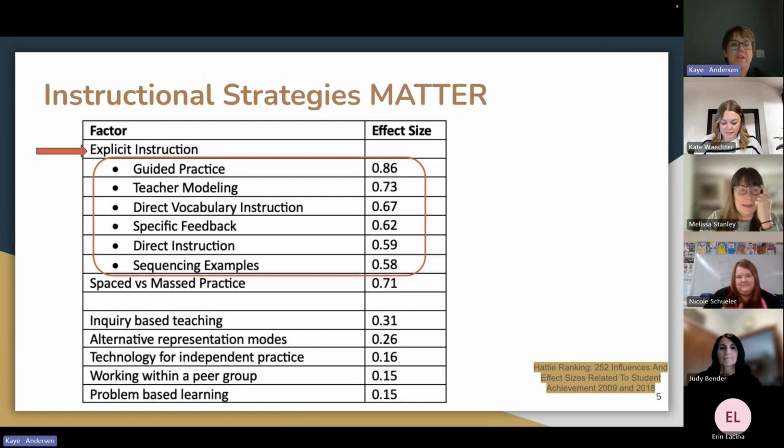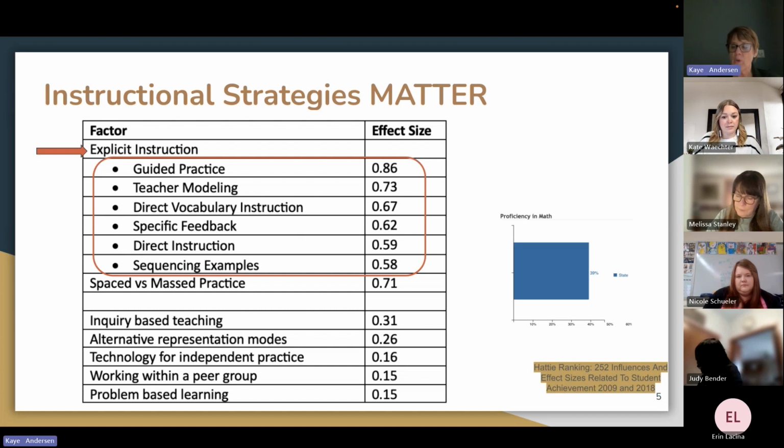We have focused on explicit instruction in the last couple math chats that we've done, and especially we've looked at the guided practice and teacher modeling. This is just an extension of that. When we're doing guided practice and modeling, there's a lot of overlap between them, but what does it look like when we put it into practice? How can we get the number of examples that we want in there?